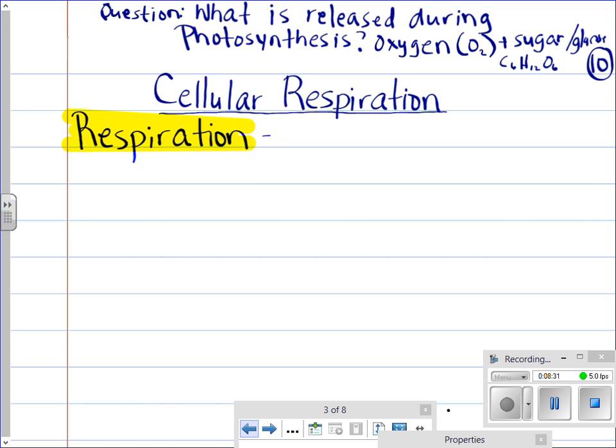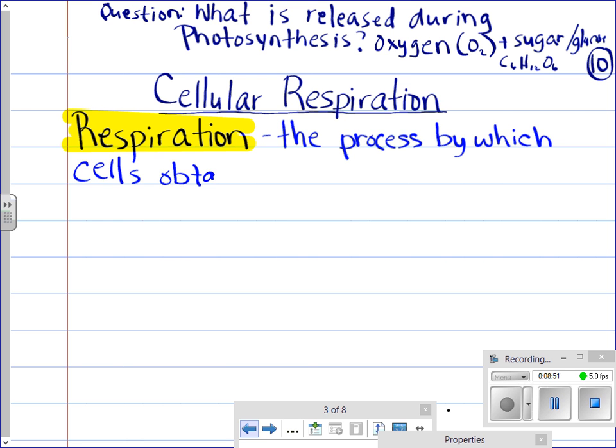All right, so respiration is the process by which cells obtain, what's another word for obtain? Get. Not oxygen, not carbon. Energy. And what gives it energy? What comes from that food that gives it energy? Sugar, which is called glucose.